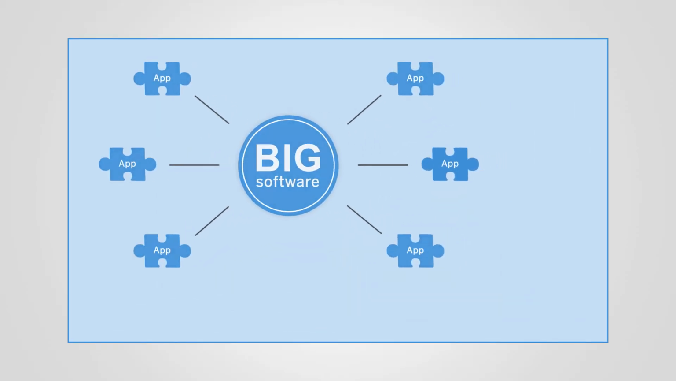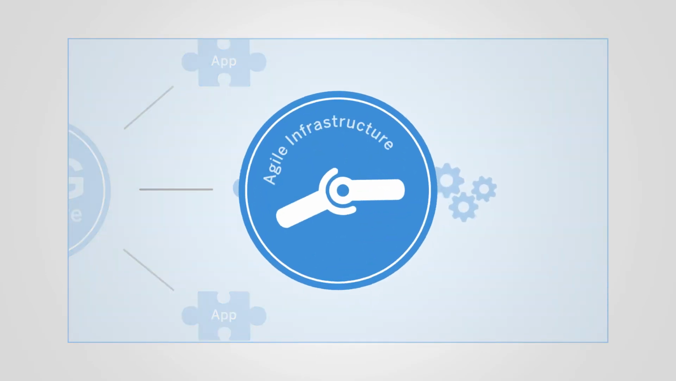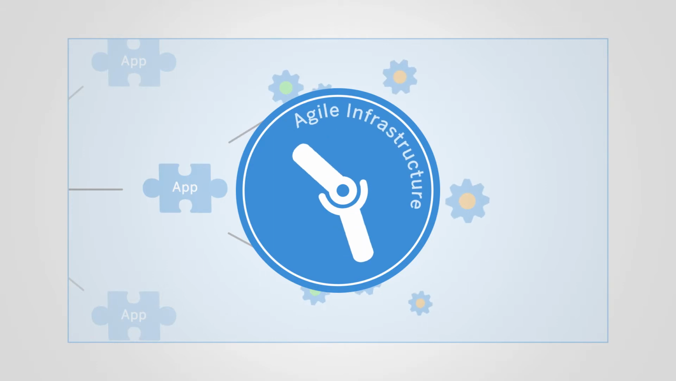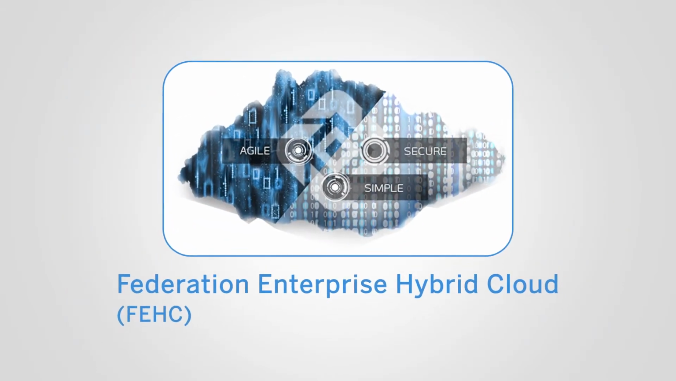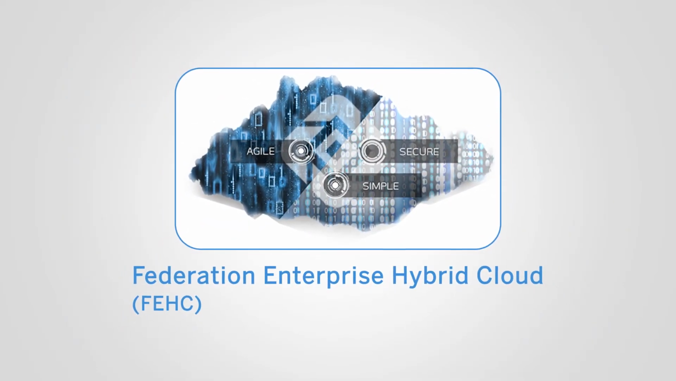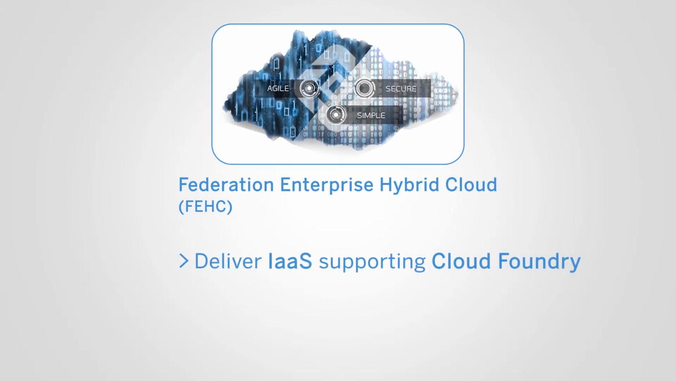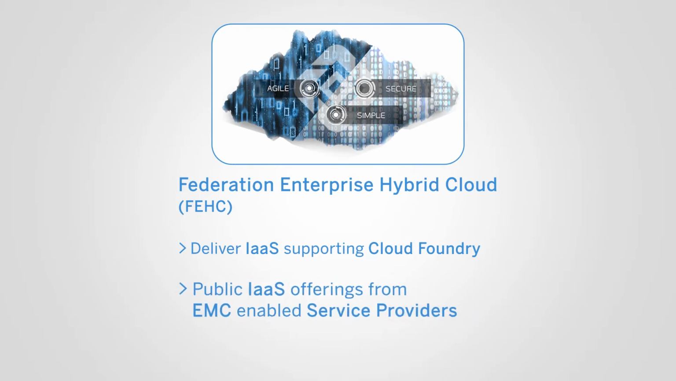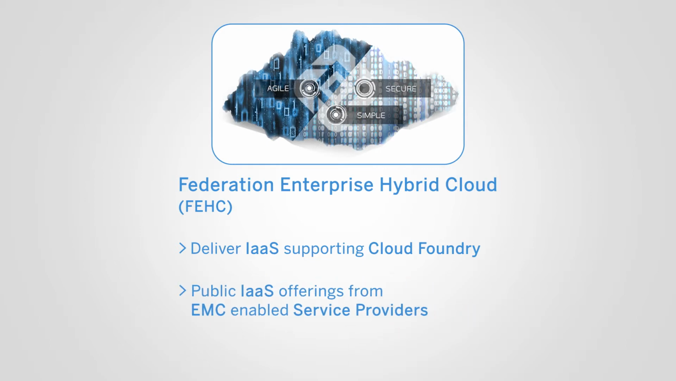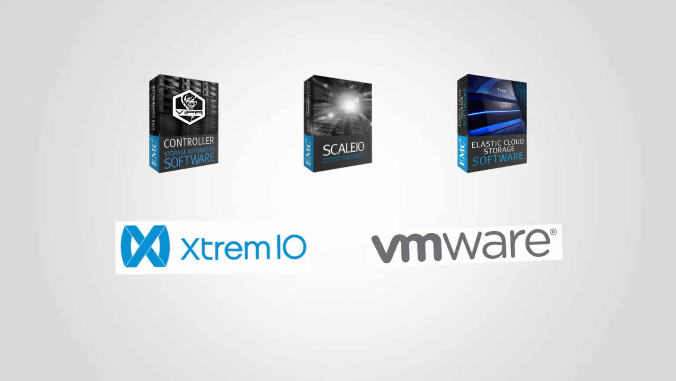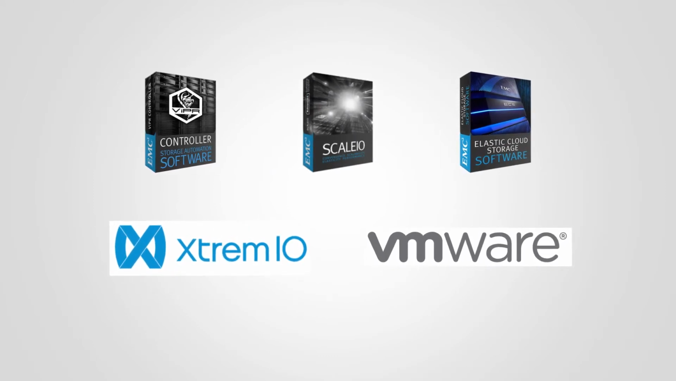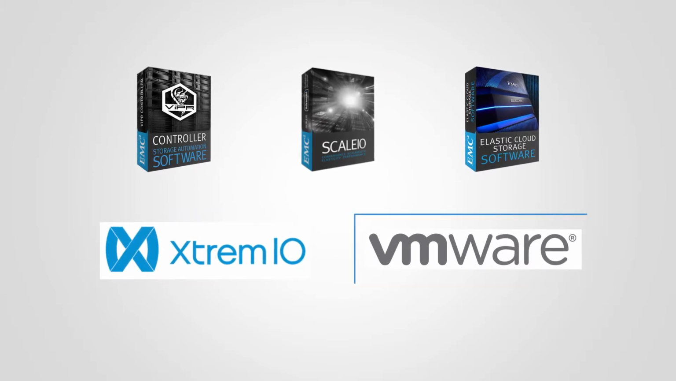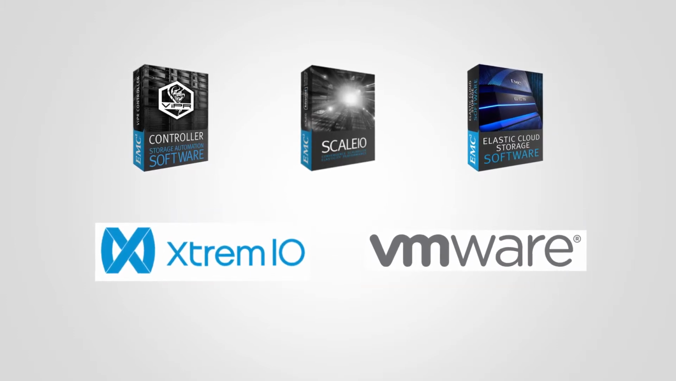As described earlier, the DevOps approach requires a very agile infrastructure that supports quick and automated provisioning and operation. The Federation Enterprise Hybrid Cloud is a perfect fit and can deliver IaaS supporting Cloud Foundry. Public IaaS offerings from EMC-enabled service providers can be used in the same way. On a more tactical level, the functionality provided by products like ViPR Controller, ScaleIO, ECS, Extreme IO, or VMware offer tremendous value to DevOps teams.